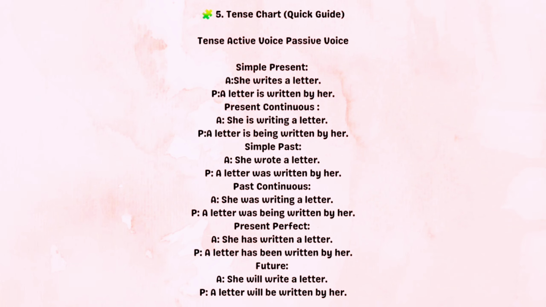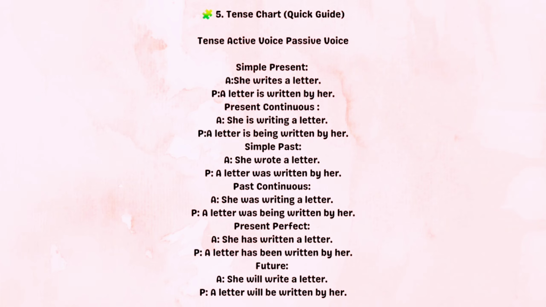Okay, so we're going to be talking about the tenses. It's like a tense chart for a quick guide. We're going to talk about active voice and passive voice in different tenses. First of all, we have simple present. Active voice: she writes a letter. Passive voice: a letter is written by her. Present continuous. Active voice: she's writing a letter. Passive voice: a letter is being written by her.